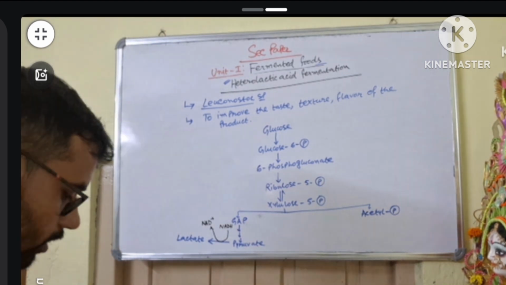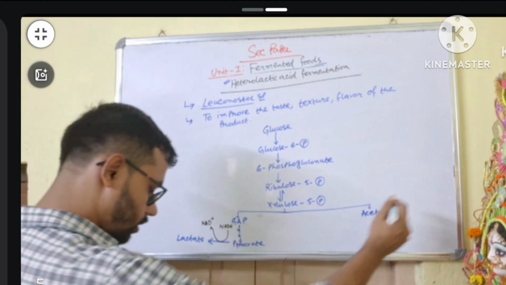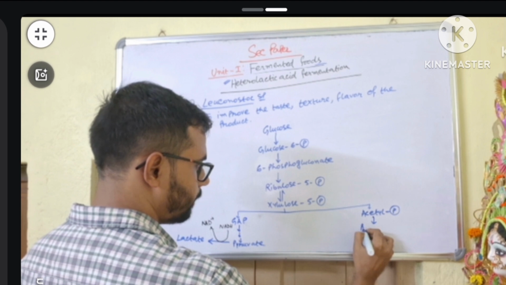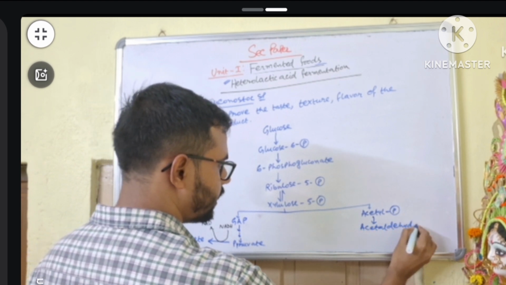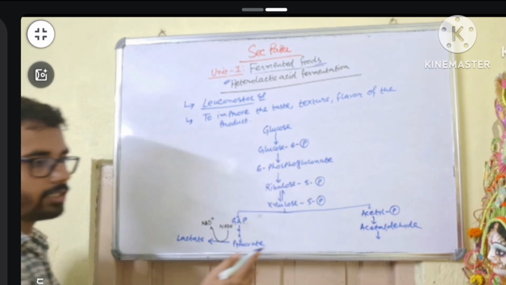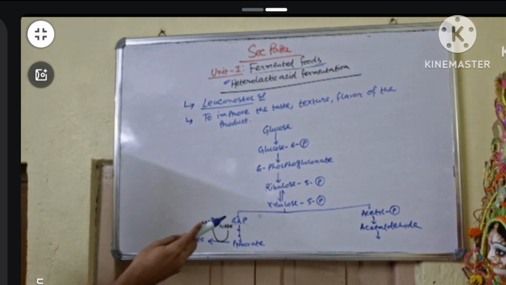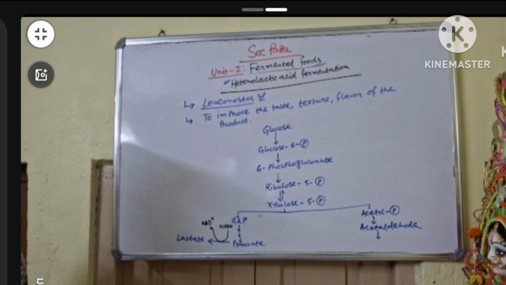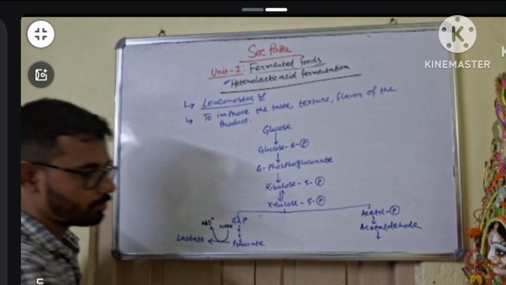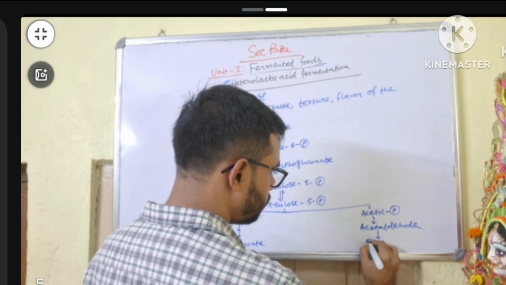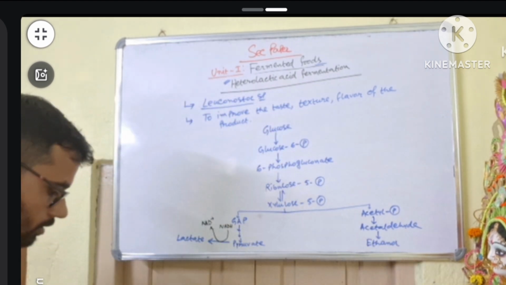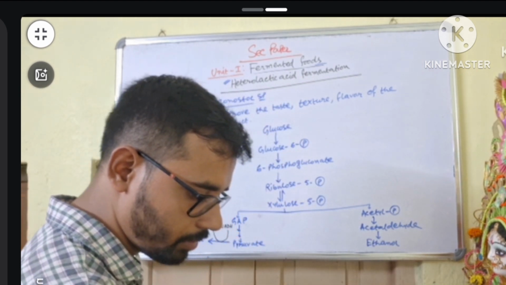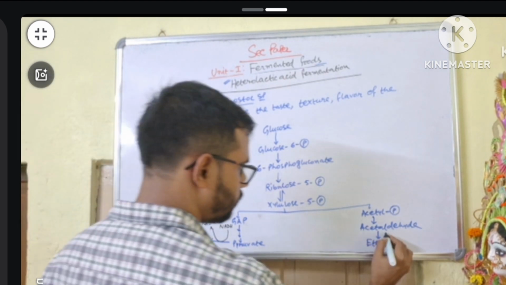And from the acetyl phosphate, they convert to acetaldehyde, and from the acetaldehyde, alcohol dehydrogenase. What does this alcohol dehydrogenase do? It converts acetaldehyde into ethanol. That is the alcoholic fermentation step. Acetaldehyde is converted into ethanol. Here also NAD plus can be regenerated.